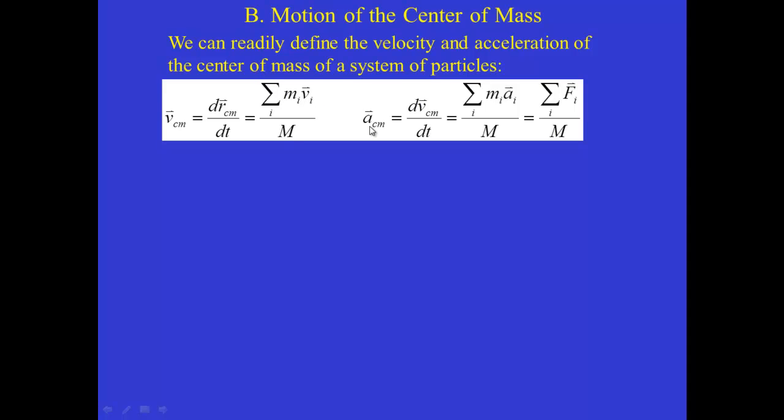And by analogy, we can do the same thing with acceleration. Acceleration of the center of mass is the derivative of the velocity of the center of mass. And when we differentiate each of the terms in this summation, which is the expression for the velocity of the center of mass, we get the acceleration of each particle. So mass times acceleration for each particle summed up, divided by the total mass of the system, is the acceleration of the center of mass.